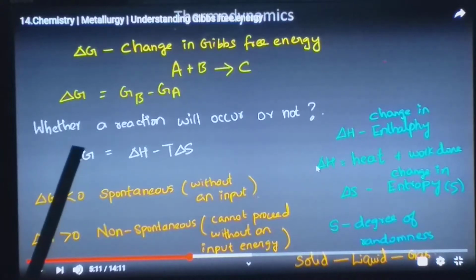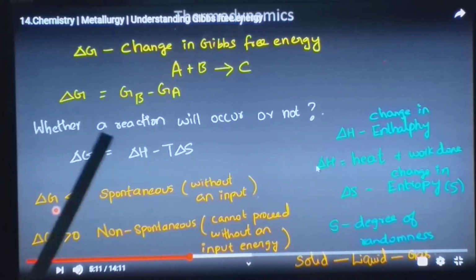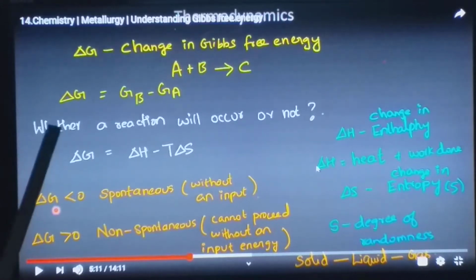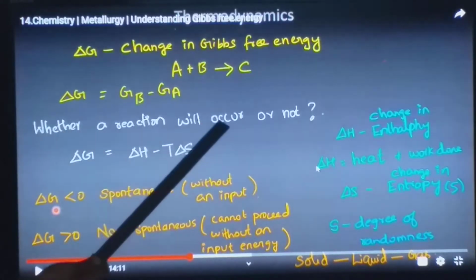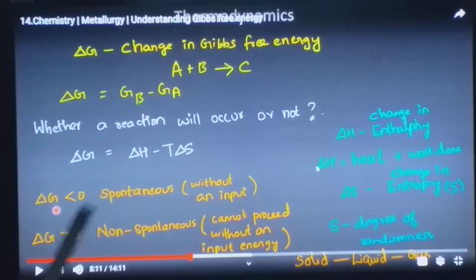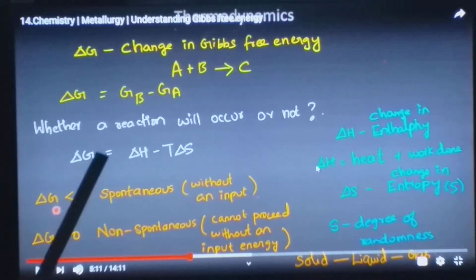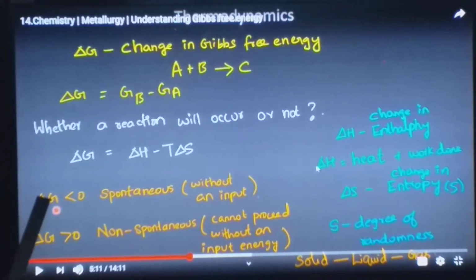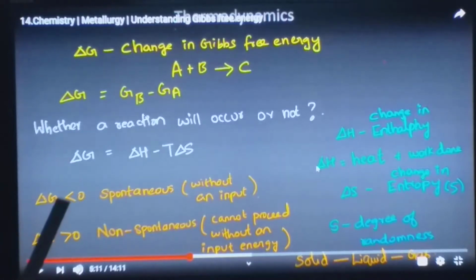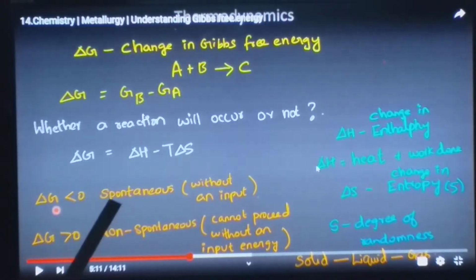Next, for any reaction, whether it is an oxidation or a reduction reaction, we can predict whether the reaction will occur or not. That means whether the reaction will be spontaneous, whether the reactants are reacting to form the product or not. This can be predicted by the delta G naught value. Using this del G value, we can predict whether the reaction is spontaneous or non-spontaneous.